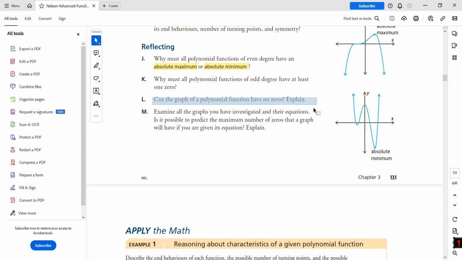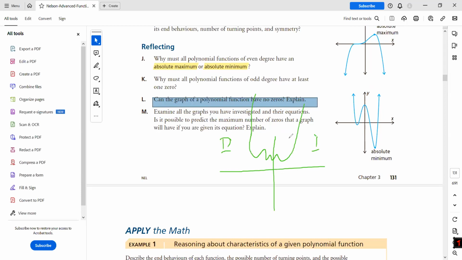Can the graph of a polynomial function have no zeros? Yes, an even degree function can have no zeros, because, for example, on the coordinate axis, our even degree function with similar end behavior on both ends can be just positioned in this way, in the first and second quadrant. So there won't be any zeros for this polynomial expression. Same way if it was mirrored over the x-axis or had a negative leading coefficient.